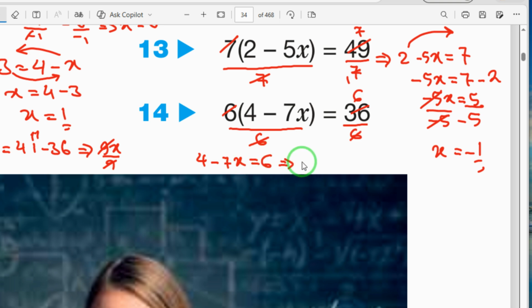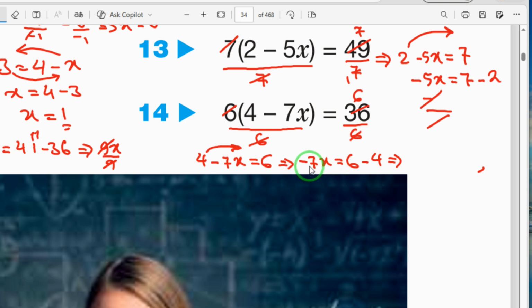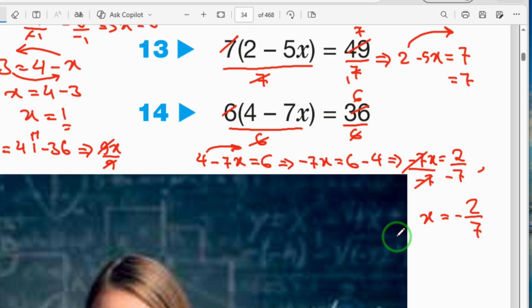Then we write here minus 7x equal to 6, and we bring this 4 to the right side, becoming negative, minus 4. Then here we have minus 7x equal to, we subtract 6 minus 4 becomes 2, and we divide both sides of the equation by minus 7. Here we simplify, x is equal to 2 divided by minus 7, minus 2 over 7. This is the end of this exercise.